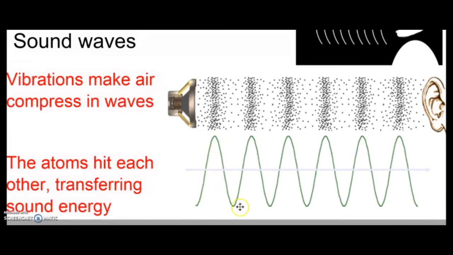Here's what a graph of these particles looks like. There are a whole lot of particles here, so the graph is high. Then, oh, there's not very many particles here, so the graph is low. Graph is high, graph is low. Lots of particles, not a lot of particles. That's what that's all about.